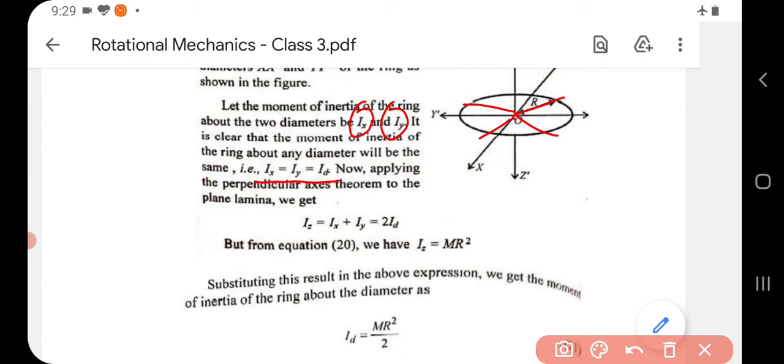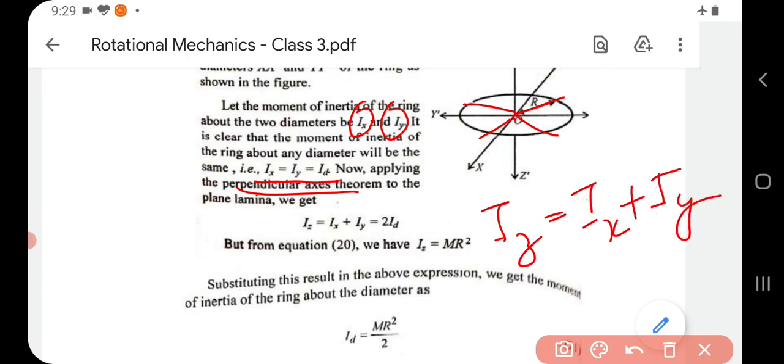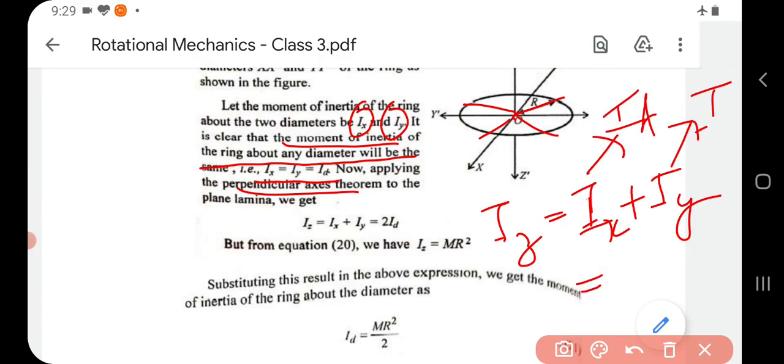Now you just apply the perpendicular axis theorem that we have applied. What was it? Iz equal to Ix plus Iy, right? Now here in this case, as we already said, since the moment of inertia of the ring about any diameter is the same, Ix is equal to Id, Iy is also equal to Id. We have discussed about it. So Iz can be 2Id.